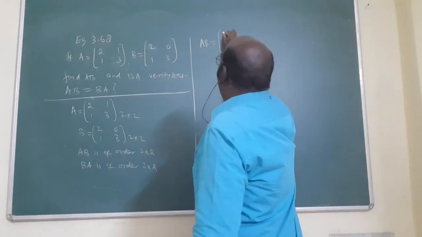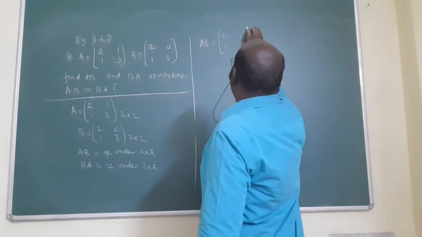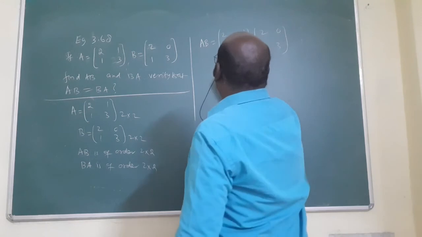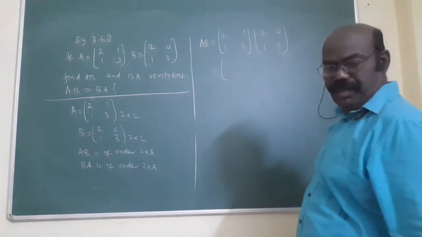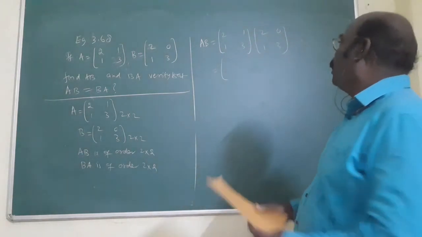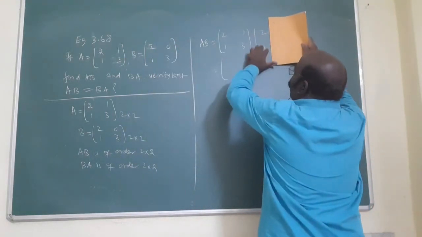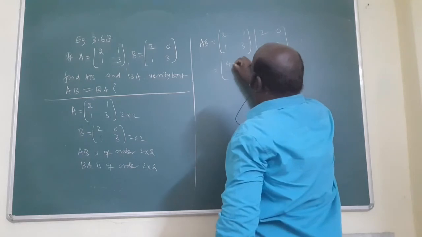A is what? 2, 1, 1, 3. Here 2, 0. Now what I told you? First row, first column. What I told you? Cancel, no? Cancel. What is the answer? 2 fours are 4, 1 four is 4. 4 plus 1. In this way.